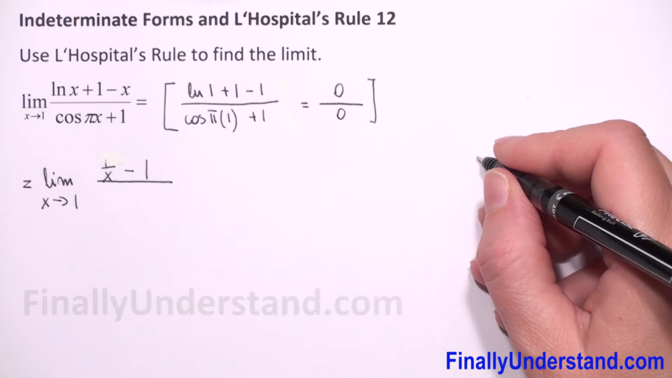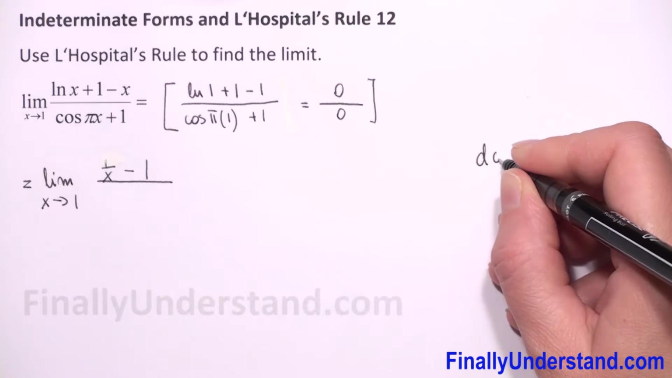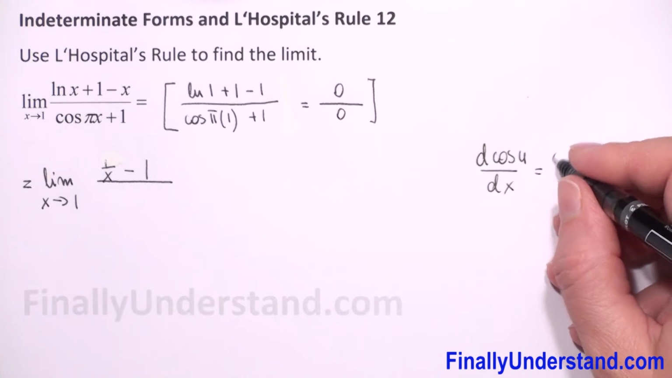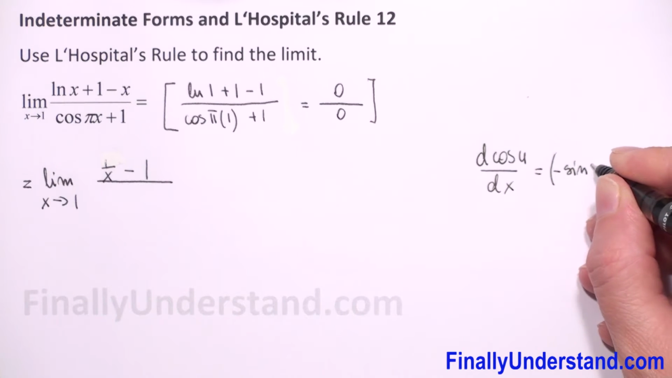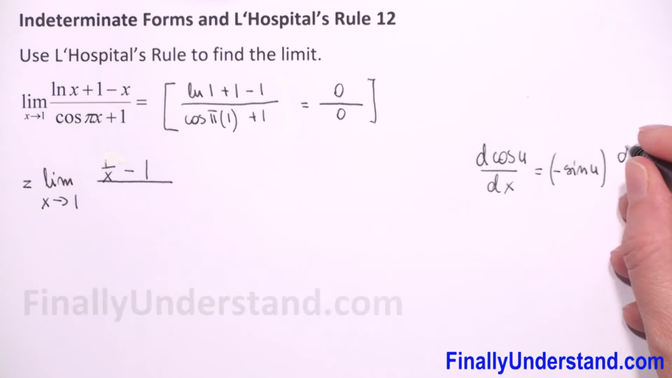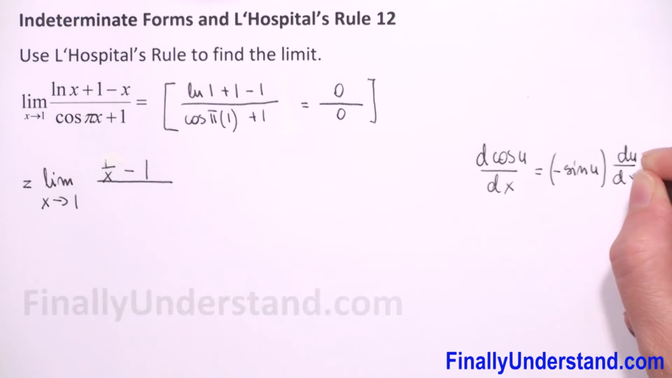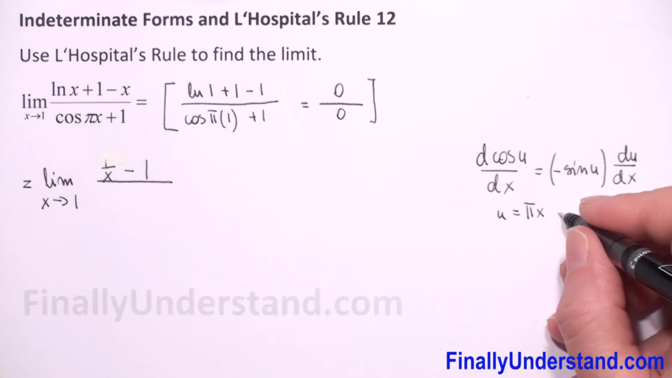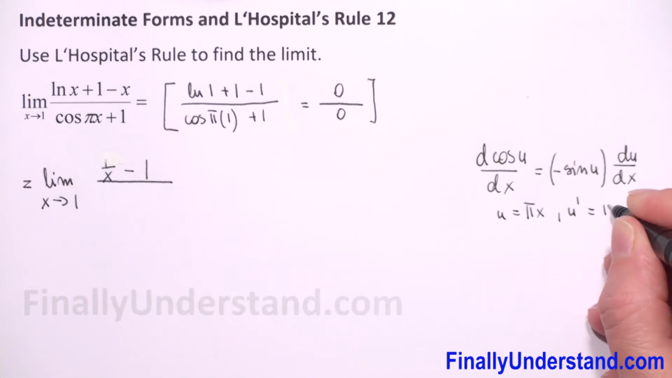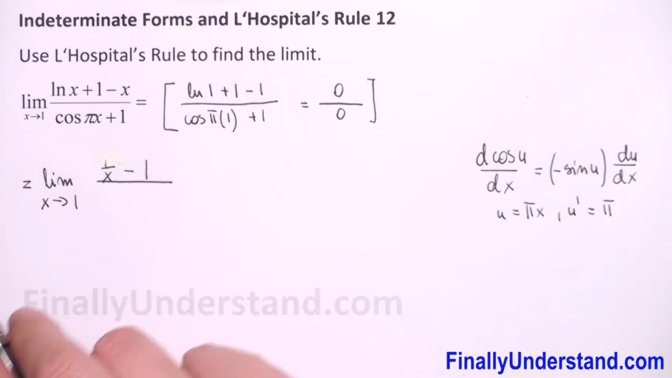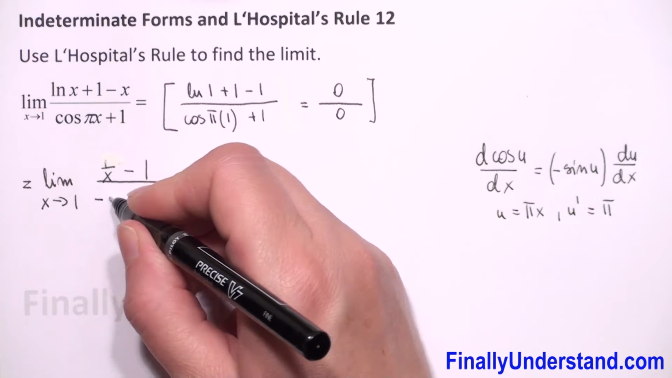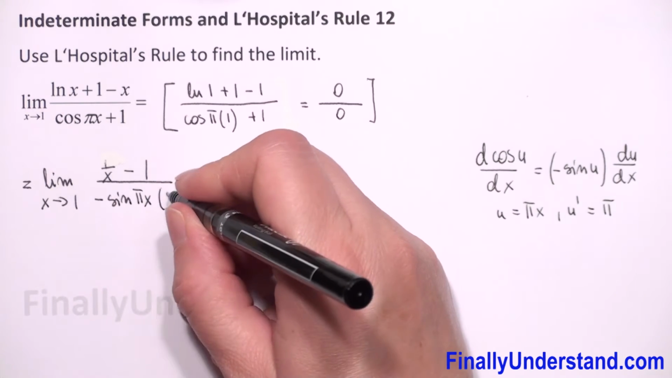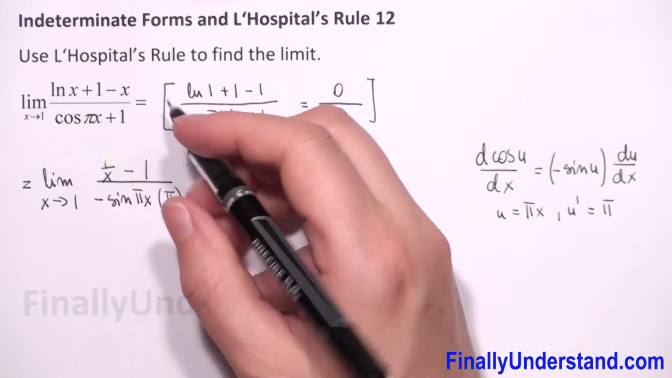Let me remind you, when we have derivative of cosine of u with respect to x, this is equal negative sine of u times derivative of u with respect to x. In our case, u is equal pi over x. Derivative of u is equal pi. So we have negative sine of pi over x times pi plus derivative of 1 is 0, we don't have to write.